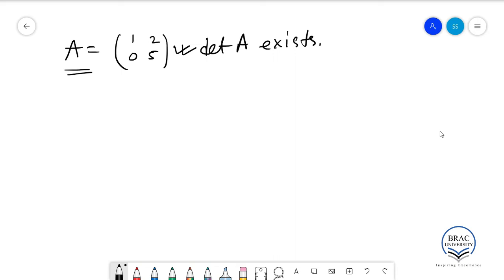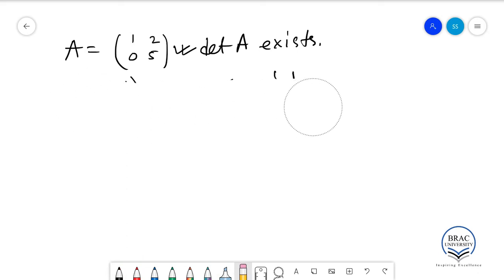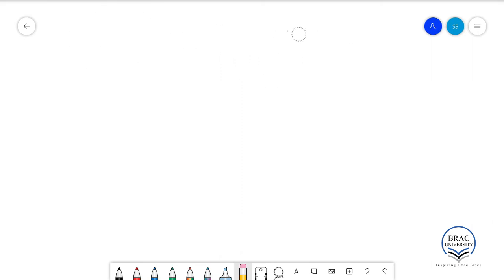Can you do a determinant for this? Let's say B, take it to be a column matrix 1 2 3. For this, determinant of B does not exist. Now let's try to see how we can compute the determinant of a matrix. Let's take a 2 cross 2 example, that is our square matrix of 2 times 2. Let's take it 1 2 4 7.